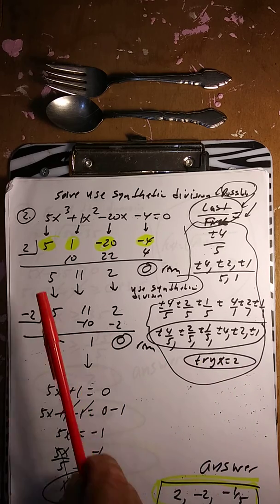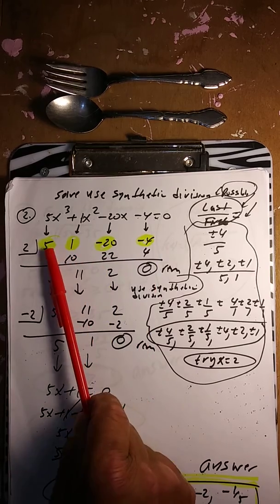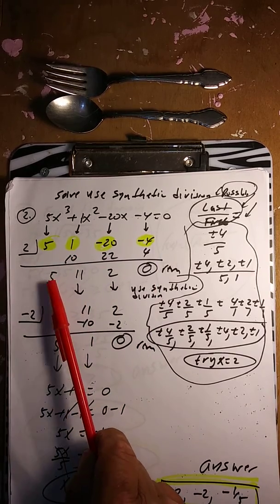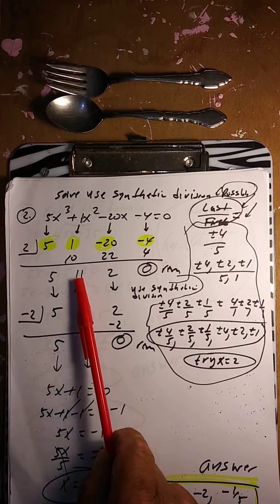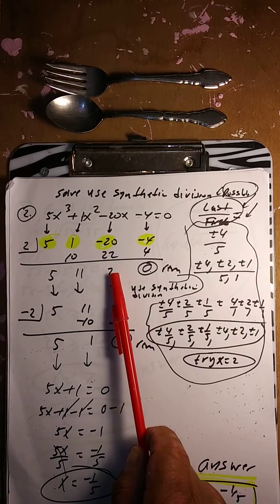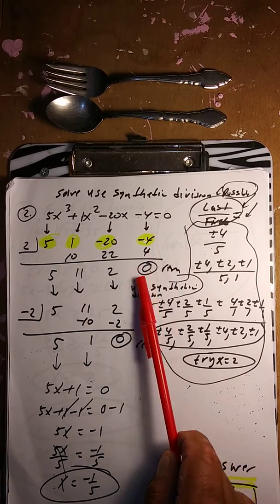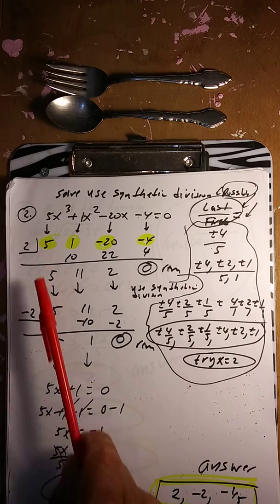Ready? Let's go. That's 2, put the 5, 1, -20, -4 in there. Bring it down. 5. 2 times 5 is 10 up here. 10 and 1 is 11. 2 times 11 is 22. 22 minus 20 is 2. 2 times 2 is 4. 4 minus 4 is 0. It says the remainder is 0. That means yes, this is an answer.